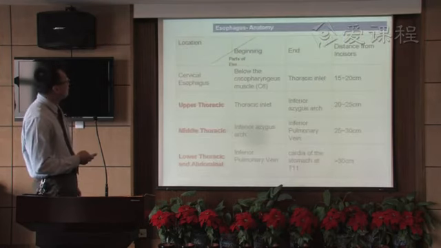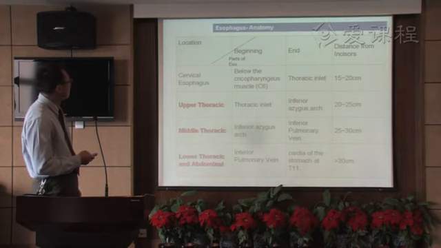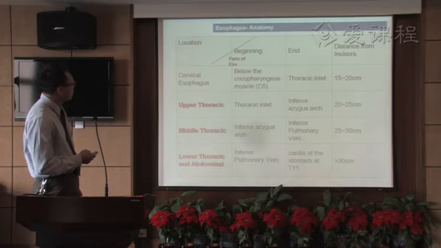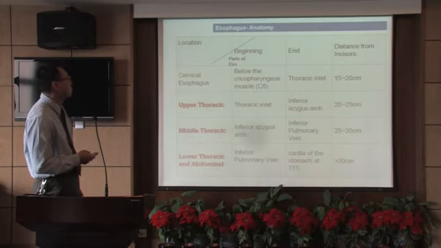First, the anatomy. The esophagus can be divided into 4 parts. The cervical esophagus begins below the cricopharyngeal muscle at the cervical 6th level and ends at the thoracic inlet. The distance from the incisors is 15 to 20 centimeters.